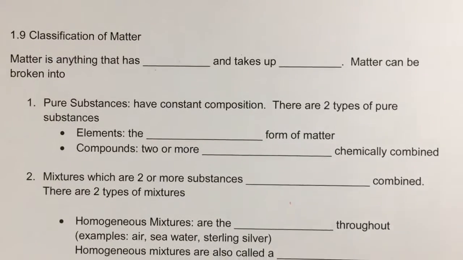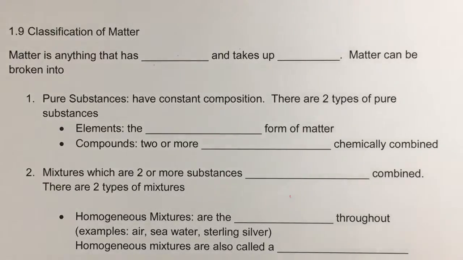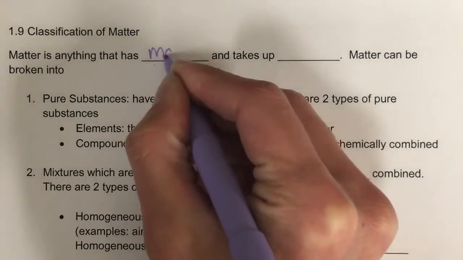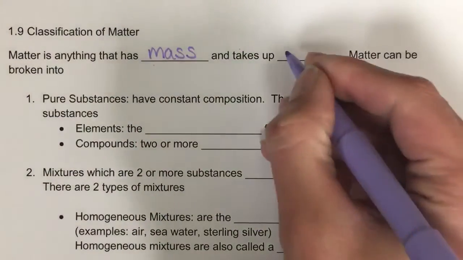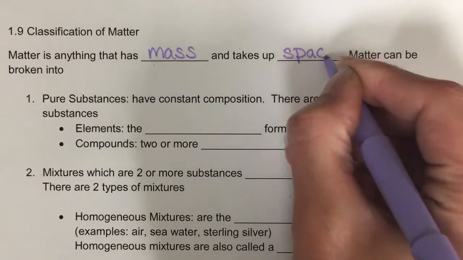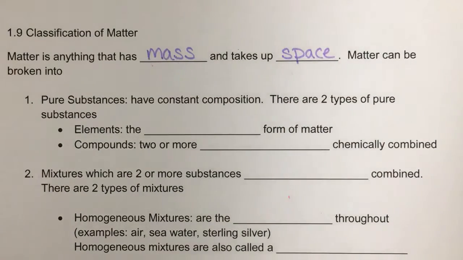Now, when we talk about matter, remember, matter is anything that has mass and takes up space. So it has to have mass and volume, okay? There are 2 big categories of matter. We can talk about pure substances and we can talk about mixtures. Now, a pure substance has constant composition, so it's always the same, okay?